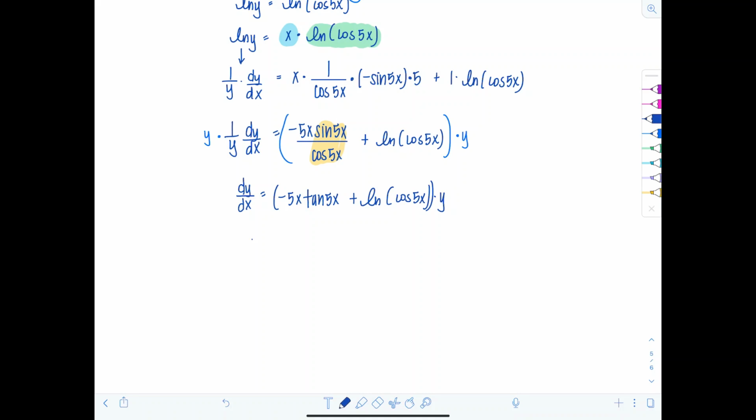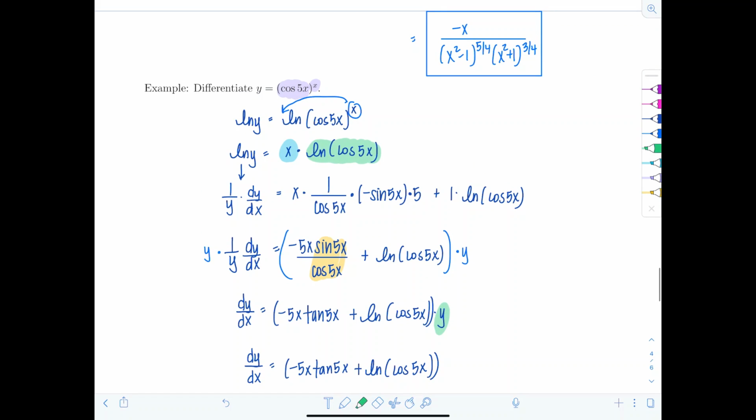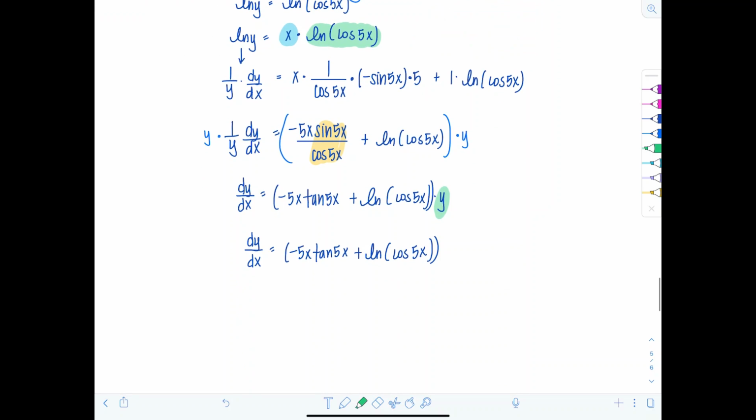Nope, you don't leave the y in there. You go back to the original problem and replace it. So let me copy everything back down there. Negative 5x tan 5x plus ln cosine 5x. And then what was y to begin with? Here, cosine 5x to the x. So that's what I'm going to replace it with. Cosine of 5x raised to the x. That's the final answer.